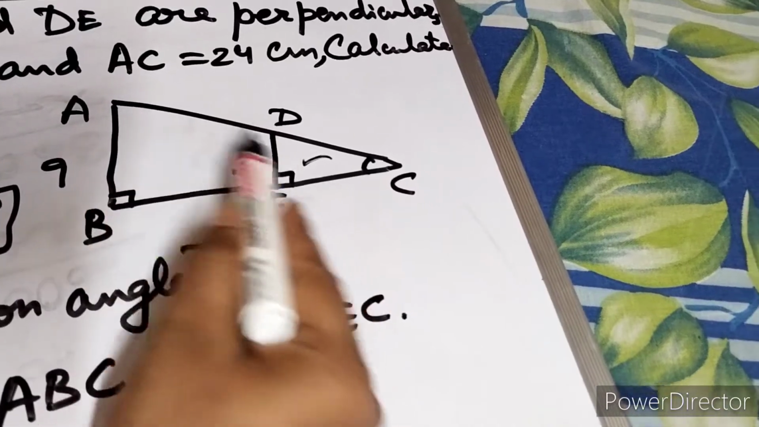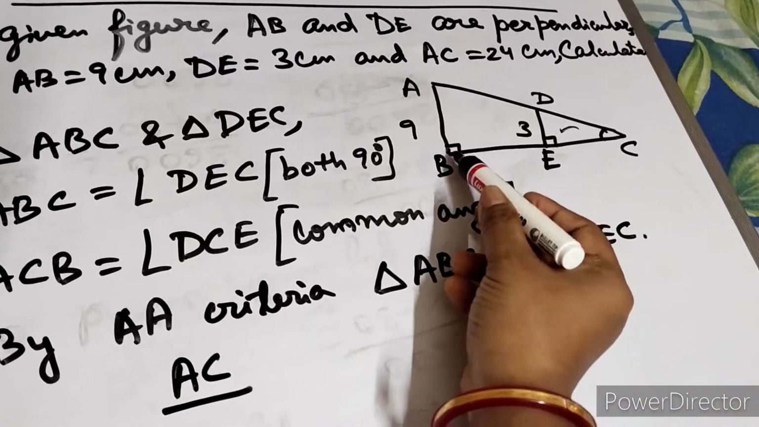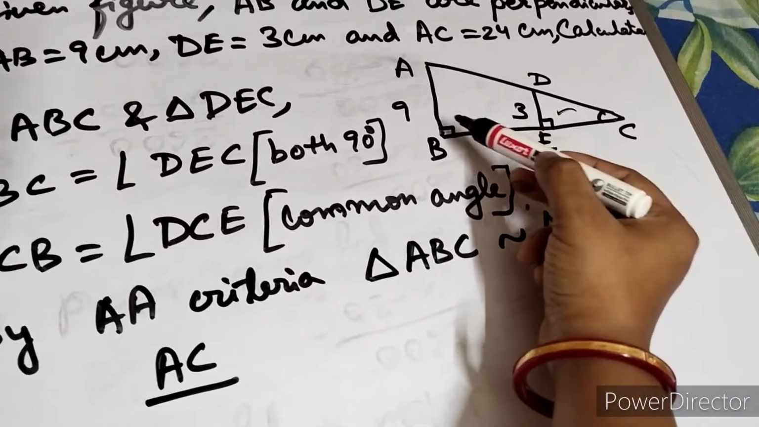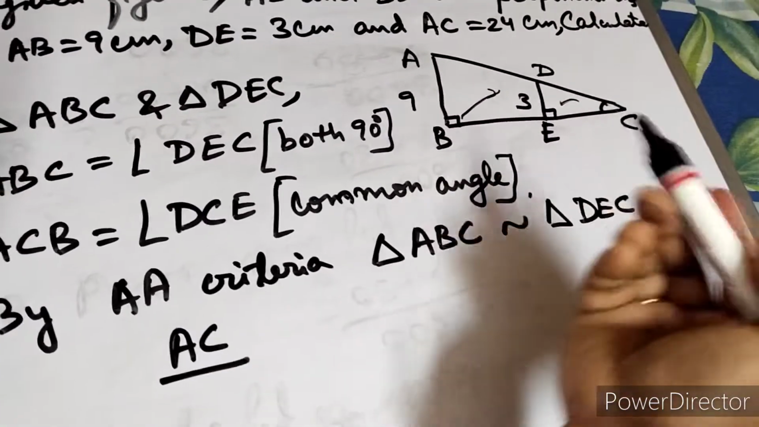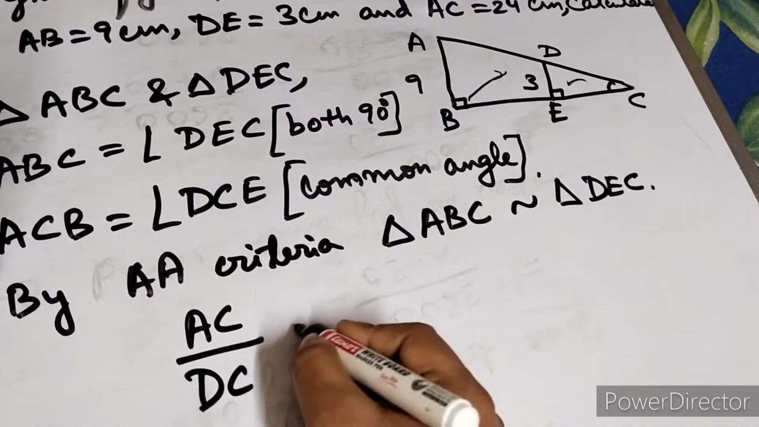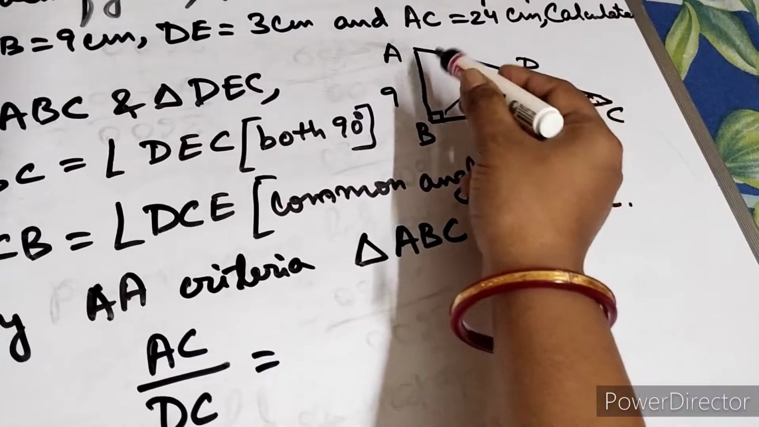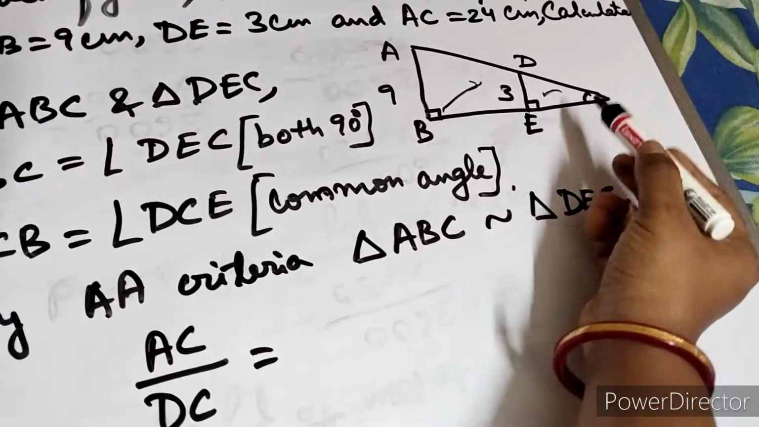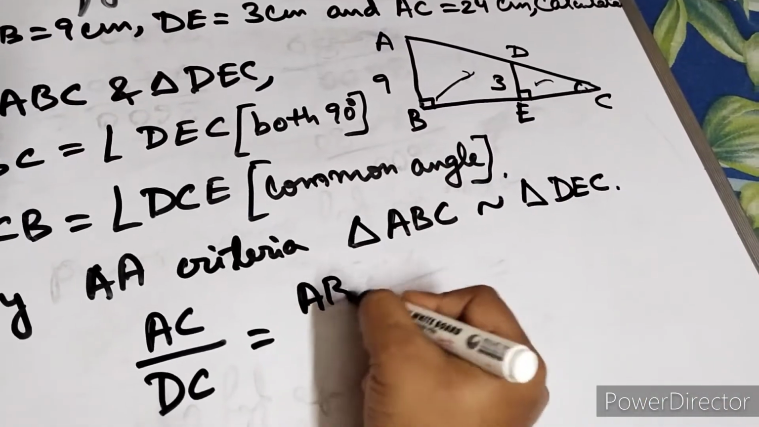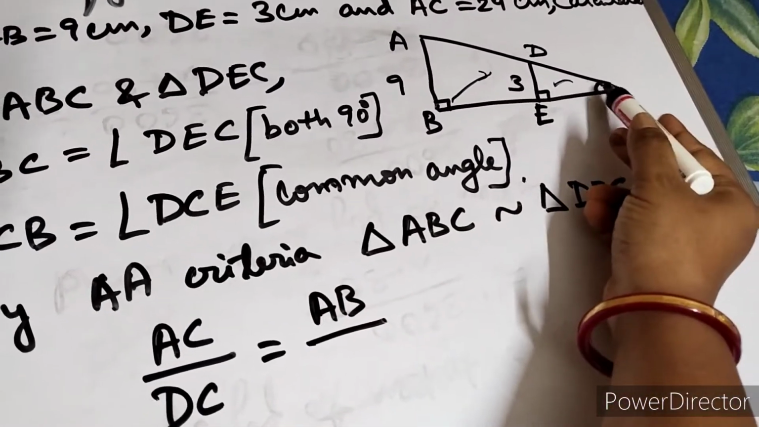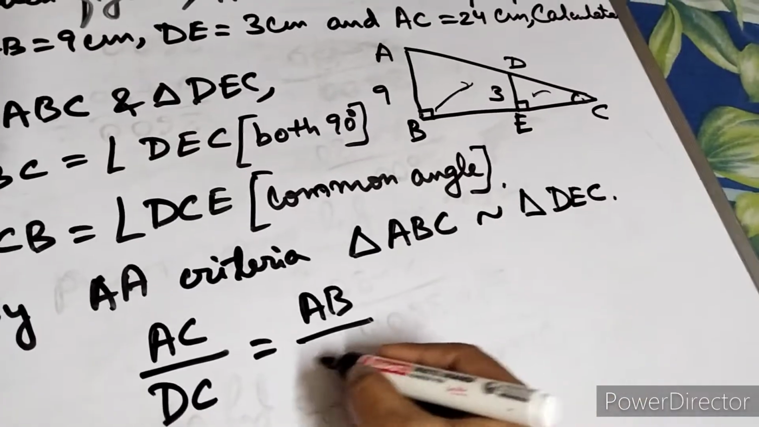This angle's opposite side is AC. So AC by, this is 90 degrees and in this triangle this is 90 degrees. So this side opposite means AC total, and this side opposite means DC. So AC by DC we will write equals to, again this angle, if we consider the total triangle ABC, then this angle's opposite side is AB. We will write it here as AB. And if we consider the triangle DEC, this angle C's opposite side is DE.